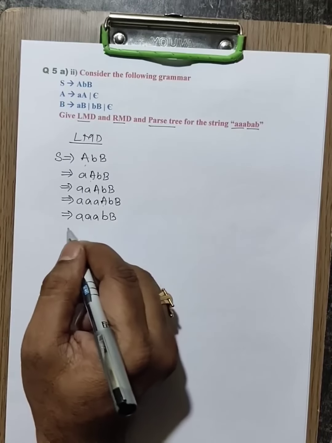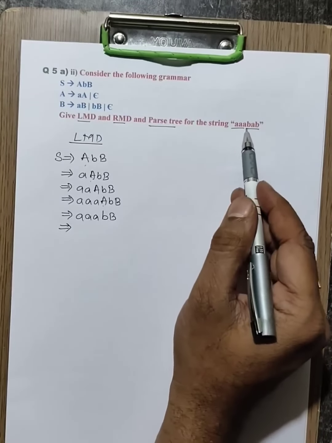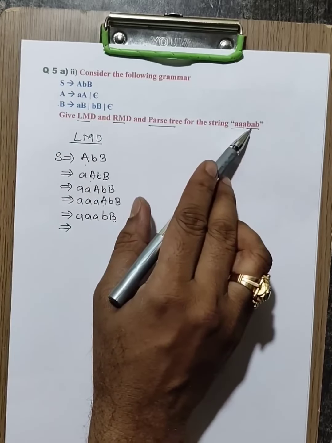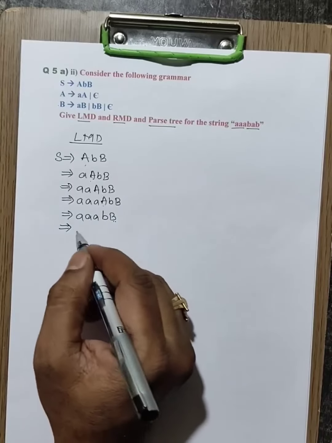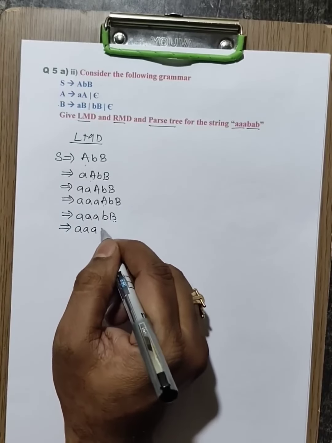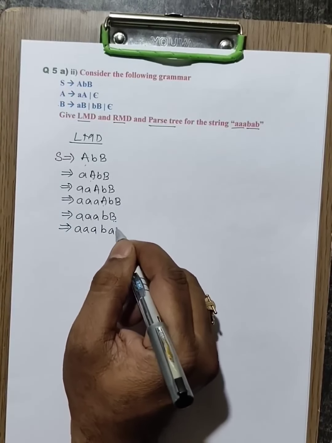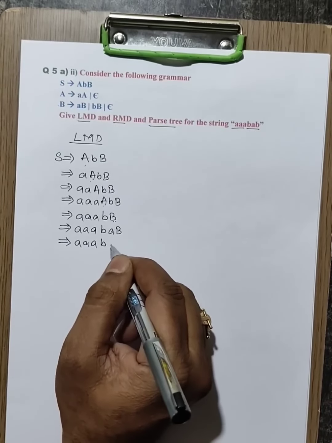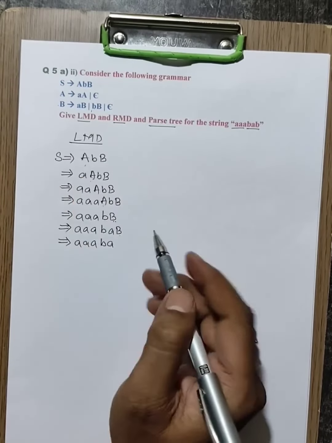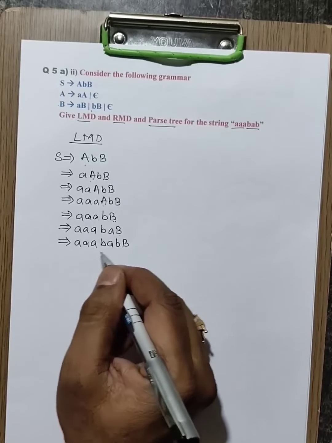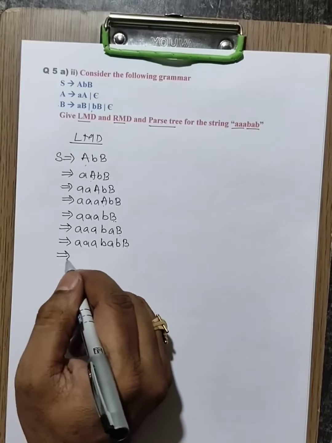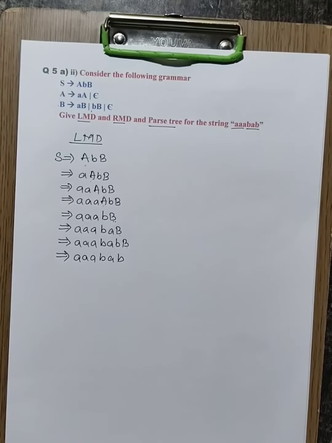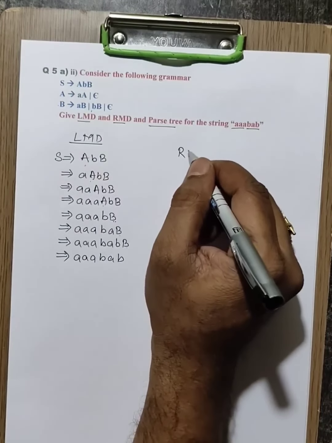then B, 3A 1B is over. Then next B replace with, we need next symbol A, B replace with A B. A B replace with A B, A B A, again B replace with B, and this B replace with Epsilon. This is leftmost derivation.